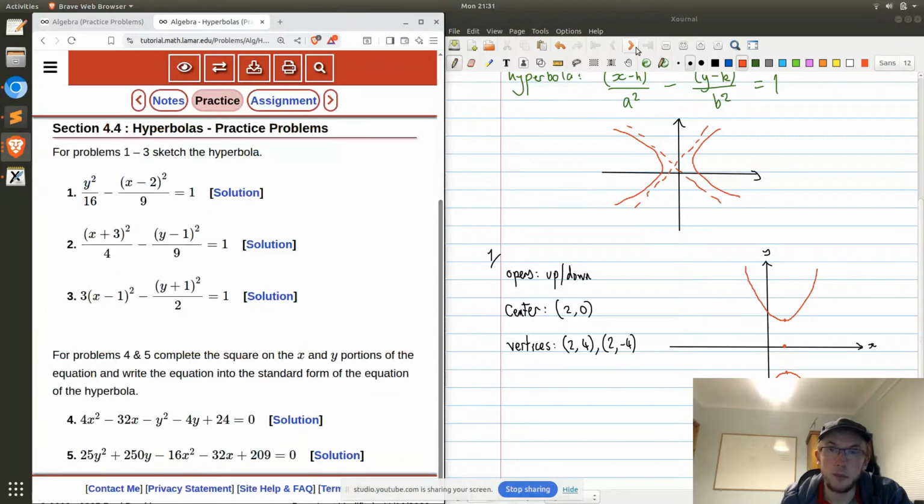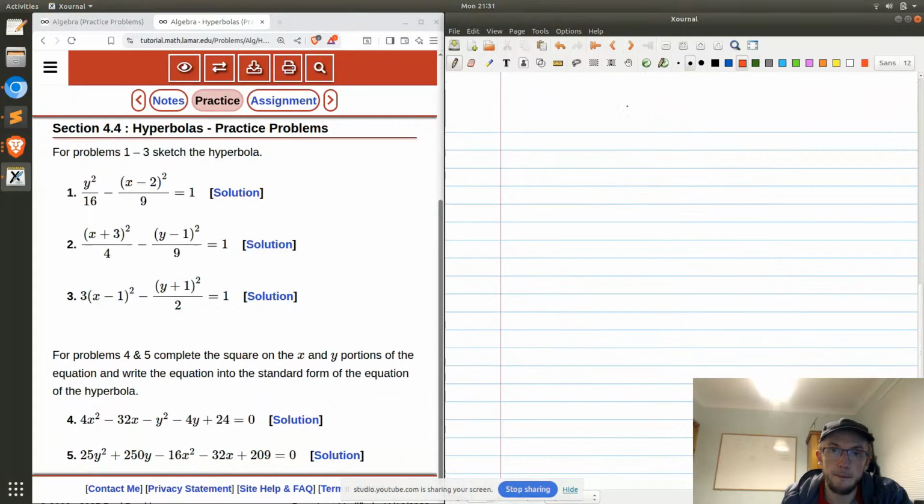Problem 2. We try again. First, this hyperbola opens right and left. Next, we get the center of the hyperbola. And what is it? -3, 1.